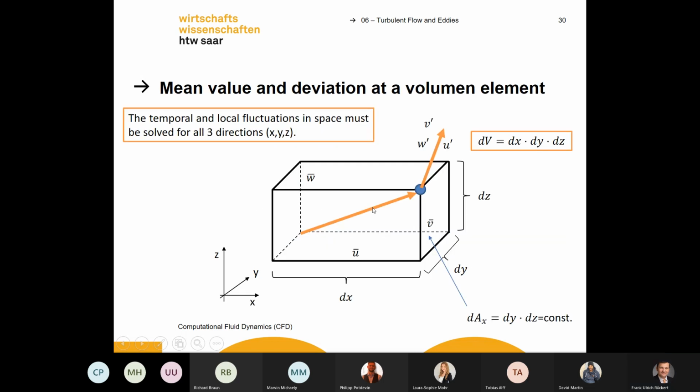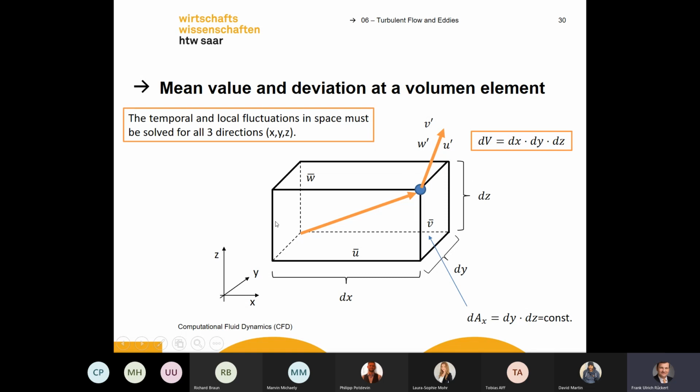Look, we look into the cell. If we have our cell, you remember this example I always made for these hexahedral cells. Here you have your dx value, your dy value, and your dz value.